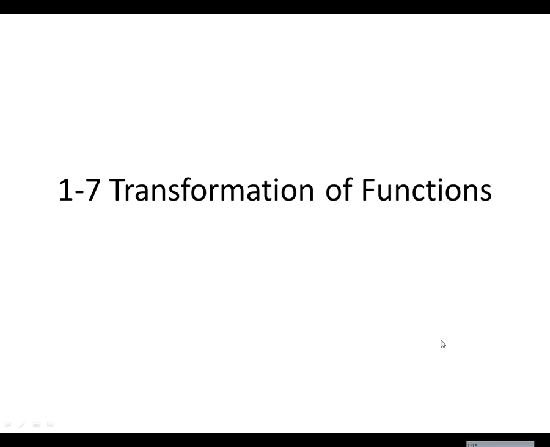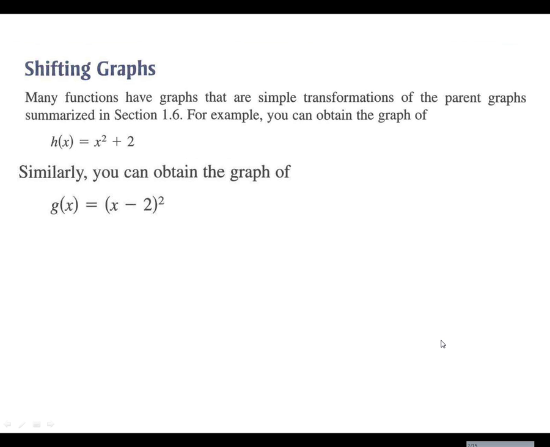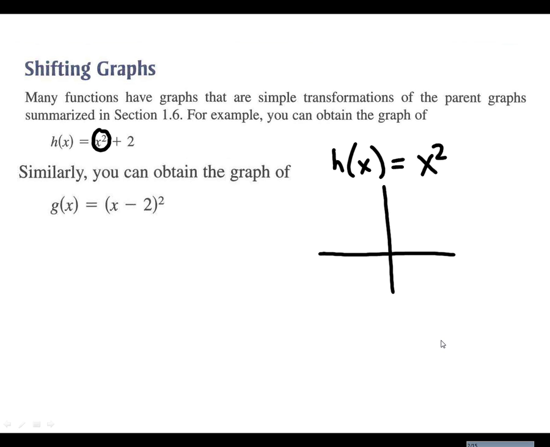Alright, 1.7 transformation of functions is what we're looking at today, and we're going to be talking about moving graphs around based on the parent functions that we learned in our last section. So, for example, x squared plus 2. The parent function of this would be x squared. If we had h of x equals x squared, that's a parabola. It looks like this.